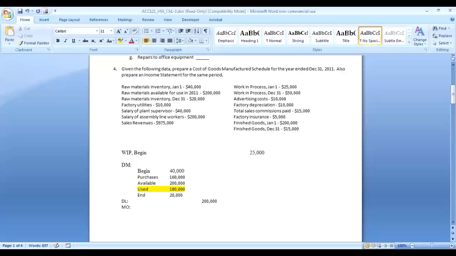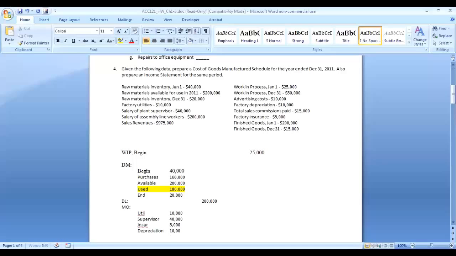I also need to factor in my overhead costs. So what overhead costs did I have? I had utilities for 10. What else do you see on there? Supervisor? Yeah, there's where my supervisor fits in, right? Any indirect labor is going to be overhead, so 40,000 there. How about the factory insurance? Yes, insurance, 5,000. Anything else? Depreciation? Yeah, let's not forget that one.